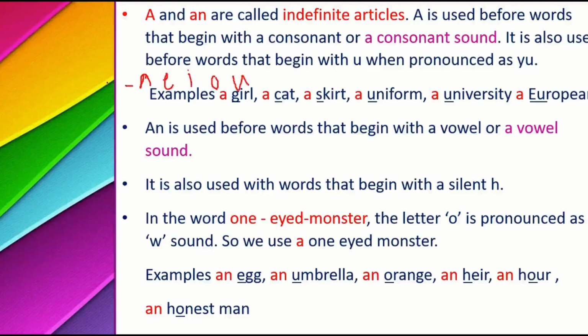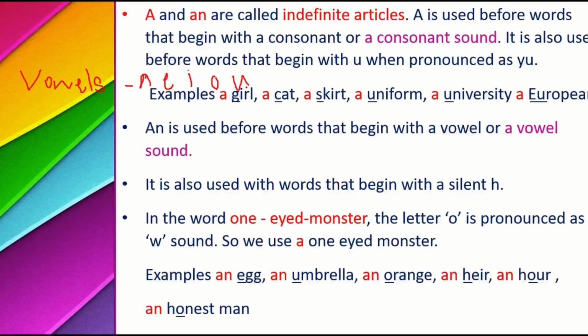In your smaller classes, you might have learned A, E, I, O, U as a letter, not as a sound, right? Actually, these are the sounds. We have to take care of only the sounds, not the letters. Based on the sounds, we have to use a or an. These are the five vowel sounds, A, E, I, O, U. The sound of letter U is not just U.